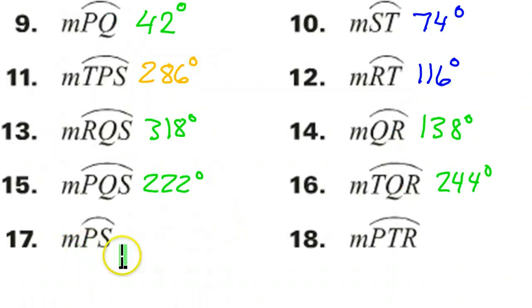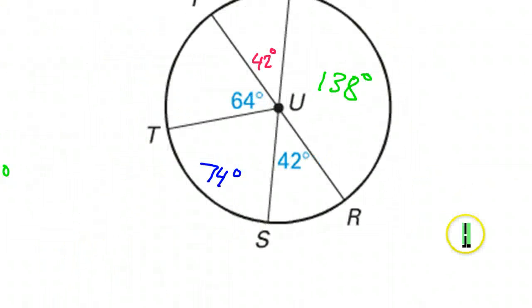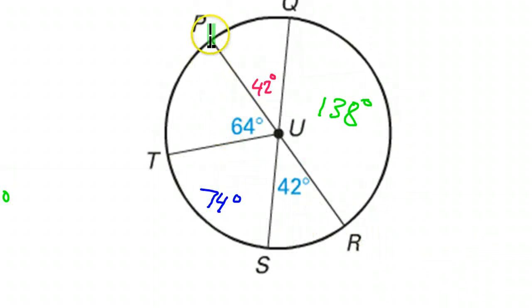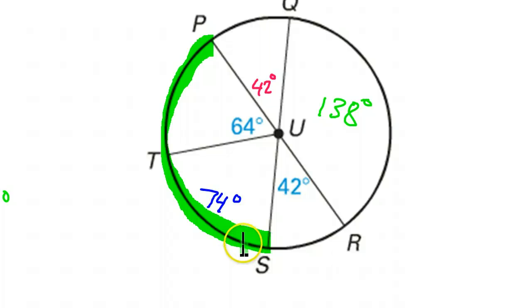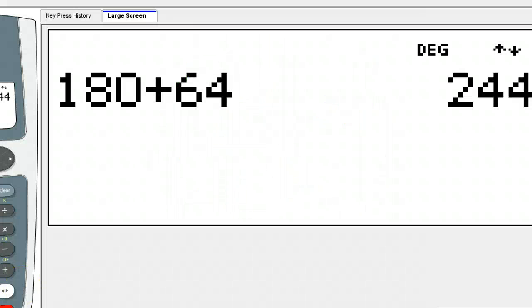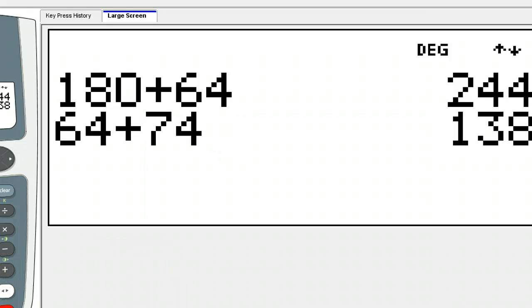Alright, number 17, the measure of arc PS. Now it won't be the long way, it's 2 letters. That means from P to S, the short way would be like this. So that's just 64 plus 74. 138.